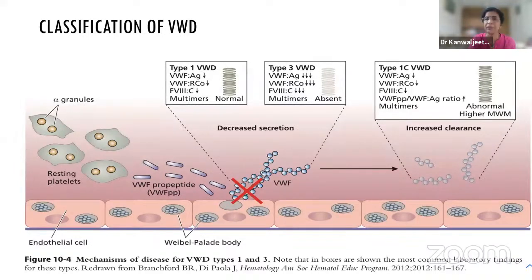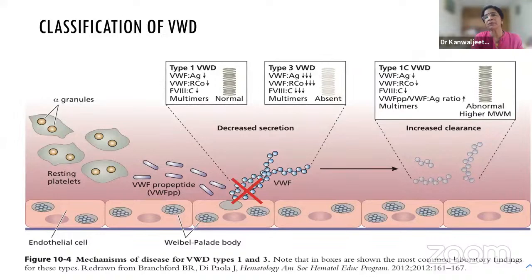Type 1 is autosomal dominant, the most common type we come across, in adolescent girls and their mothers. The antigen is decreased, their activity is correspondingly reduced, and factor 8 binding is correspondingly affected. So this is the most common type and it is autosomal dominant. Type 3 is autosomal recessive. It is so severe that the multimers are totally deficient in the plasma, and the corresponding factor 8 as well.